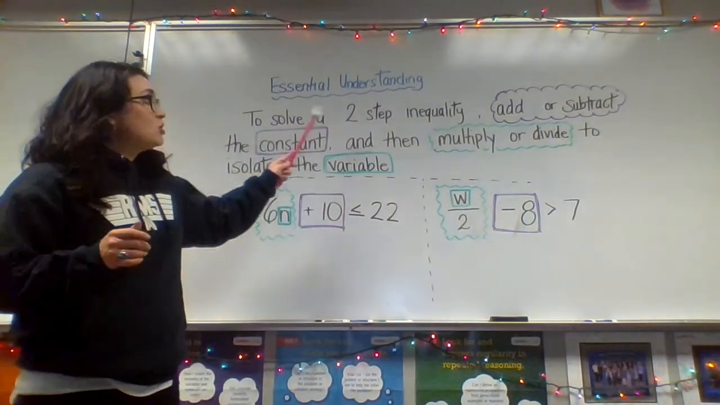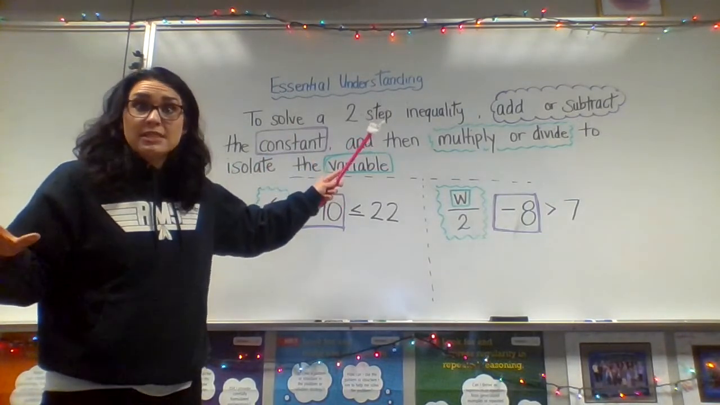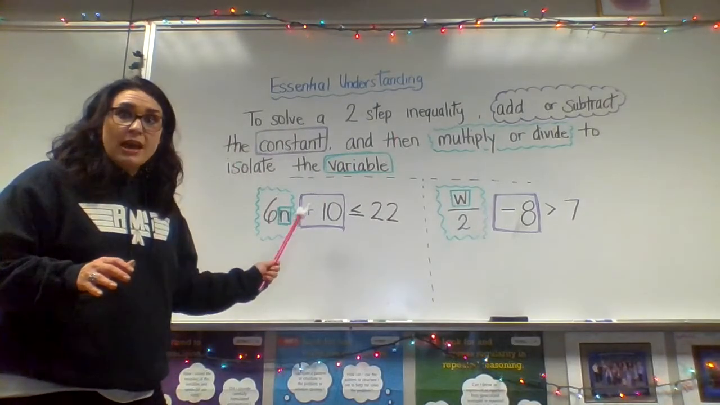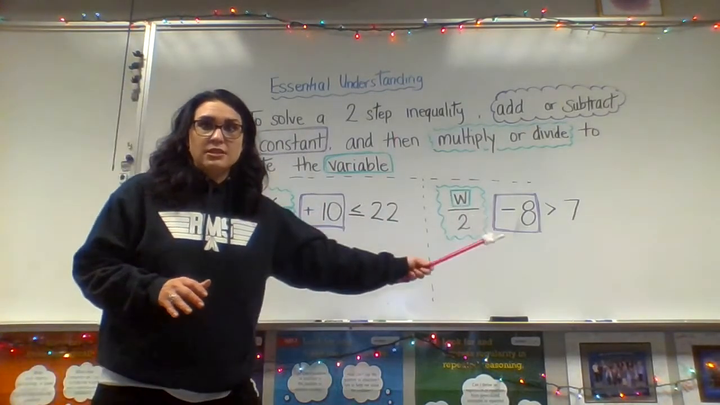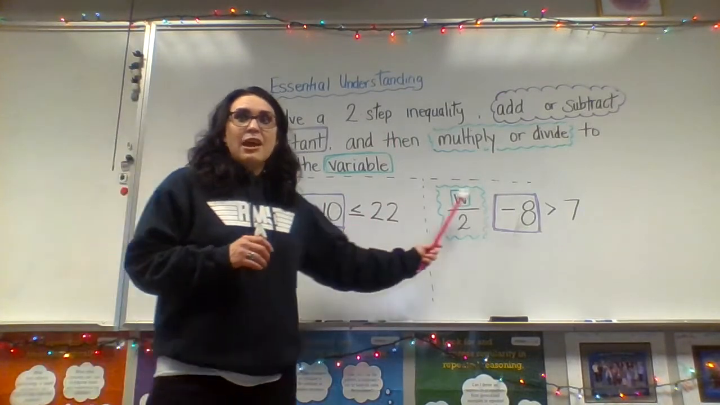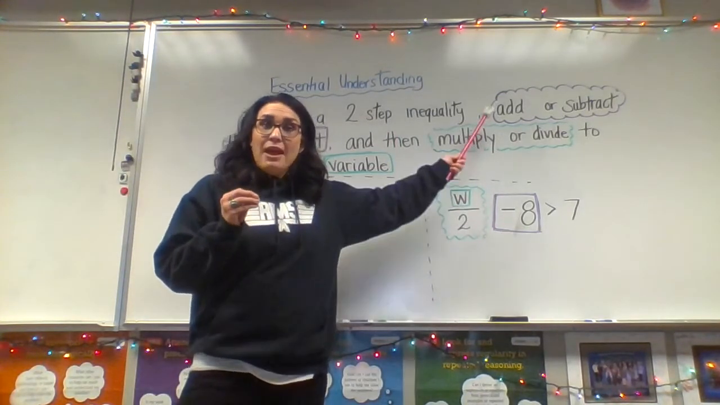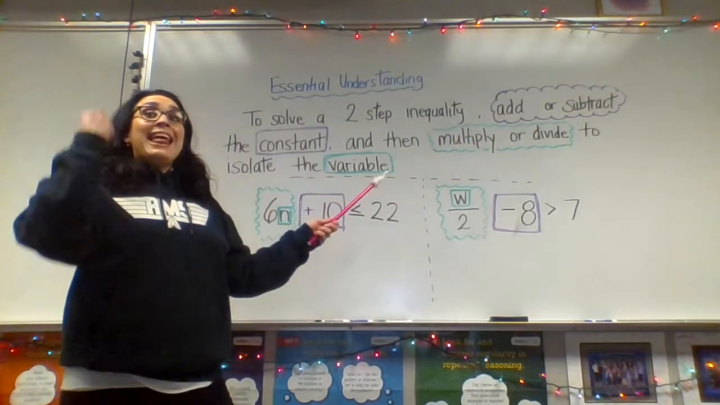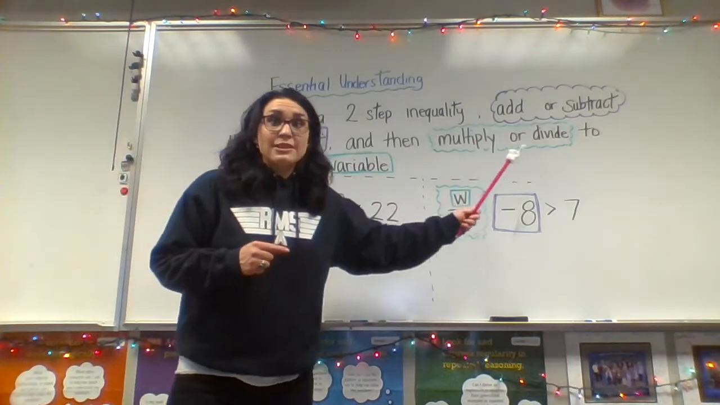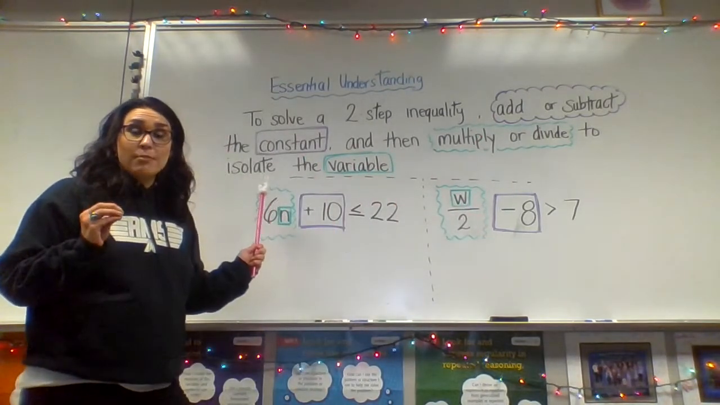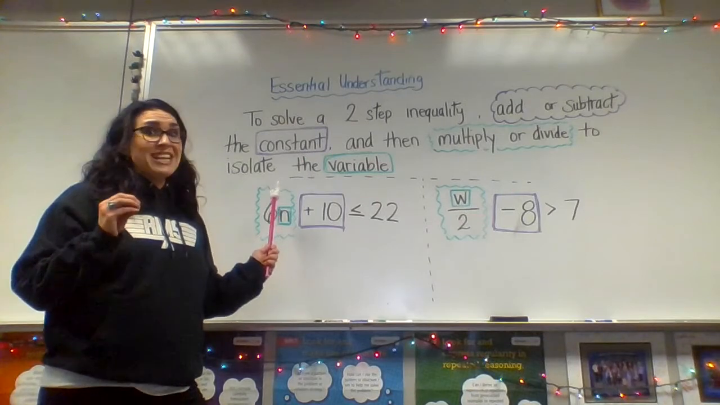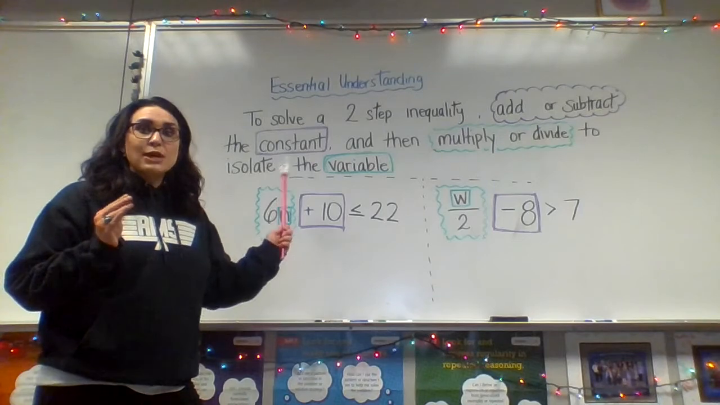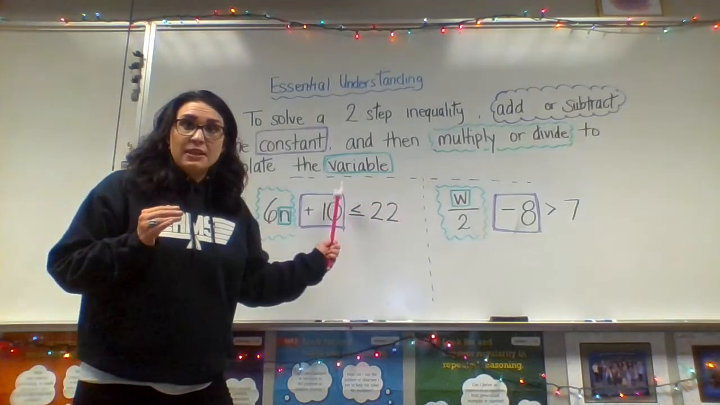And it says to solve a two-step inequality, remember that's the whole purpose of this video, you add or subtract the constant. So I put a purple box around the constants, right? Over here it's adding 10, and over here it's subtracting 8. And then it's in purple over here, but you add or subtract those, right? That's the constant. And then you multiply or divide to isolate the variable. Remember, isolating the variable is when you're trying to get that variable all by its lonesome. You want to get it all by itself, right? So I circled that in green. So multiply or divide the variable, right?